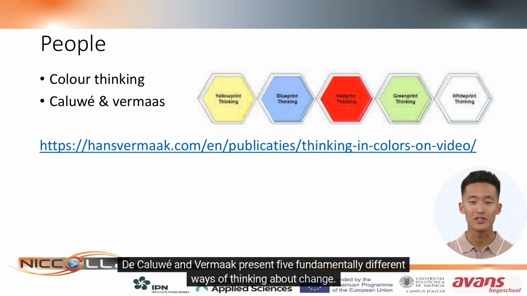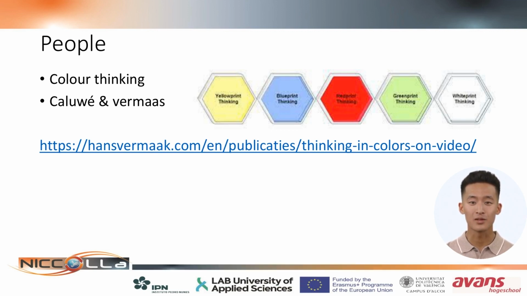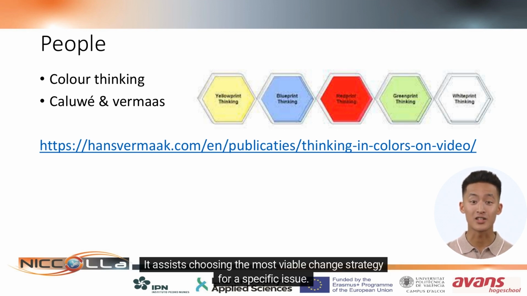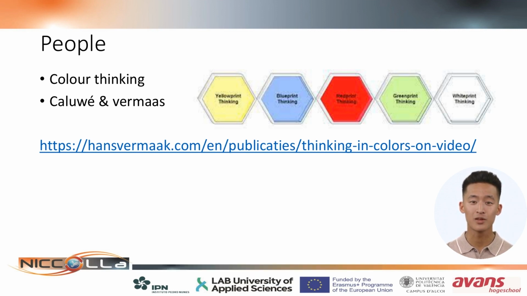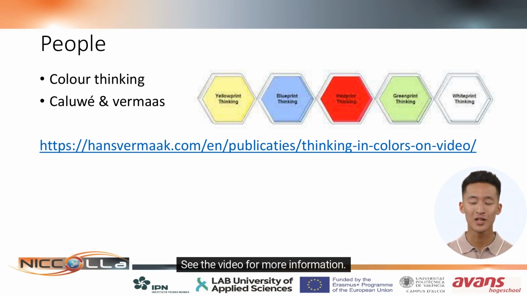De Caluwe and Vermaak present 5 fundamentally different ways of thinking about change. They are labeled by color: yellow, blue, red, green, and white print thinking. The model is used to deal more effectively with change. It assists choosing the most viable change strategy for a specific issue. It also helps diagnose issues from different angles, which enables a better understanding. See the video for more information.